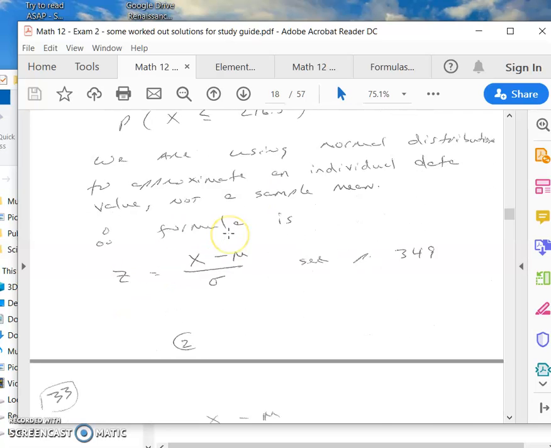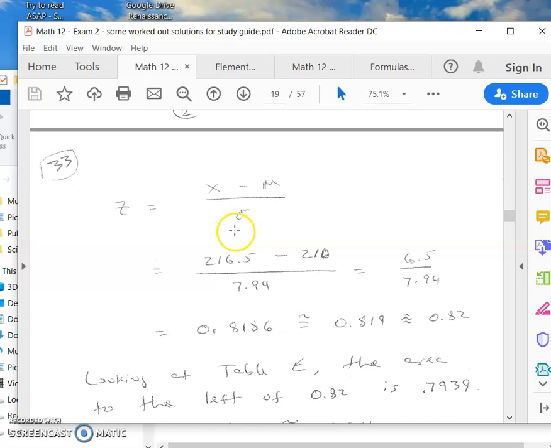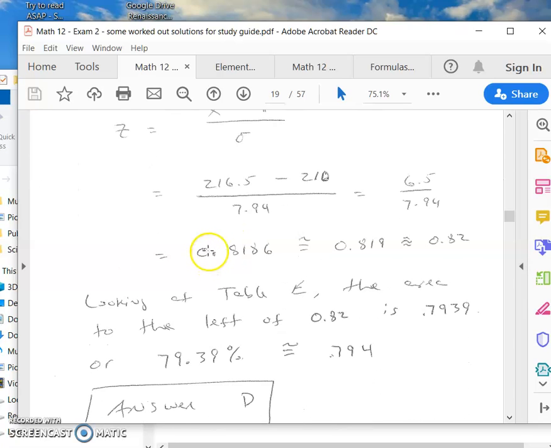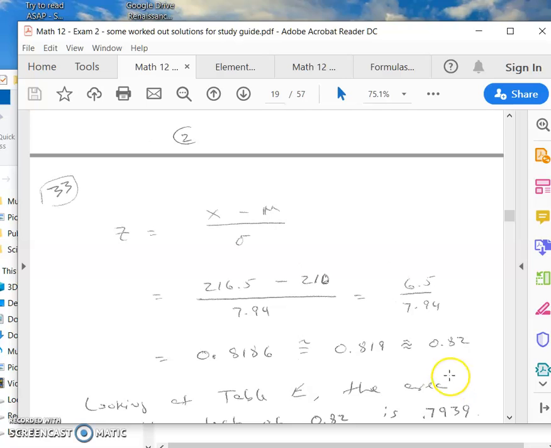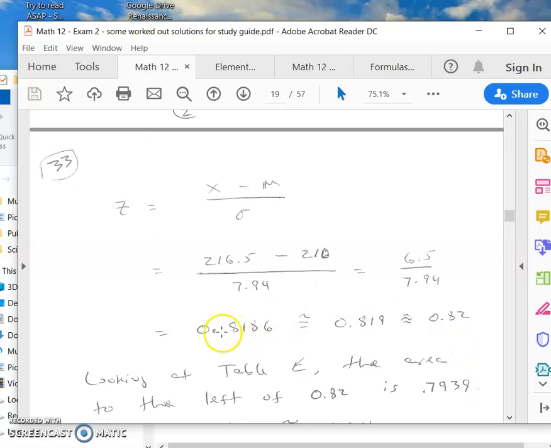I can do everything I need to do. I use the table to find, for example, the area under the curve to the left of this guy, to the left of 0.82. Okay, so anyway, I hope that helps.